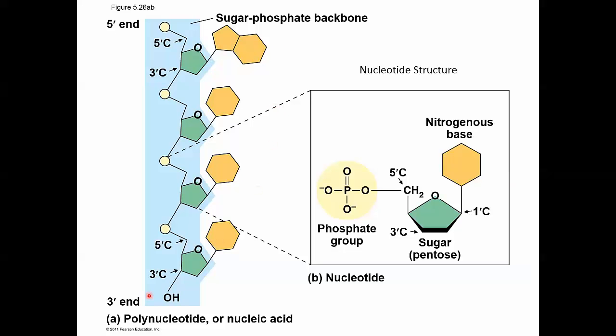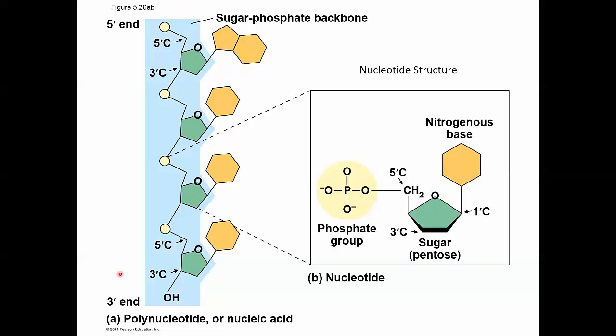This is known as the 3' end of the molecule because the 3rd carbon, which has a hydroxide stuck to it, is sticking off and not attached to anything else. This is known as the 5' end because the 5th carbon attached to a phosphate group is not attached to any other sugars. Okay, it's sticking off out here by itself. So this is like the head and the tail end of the molecule.